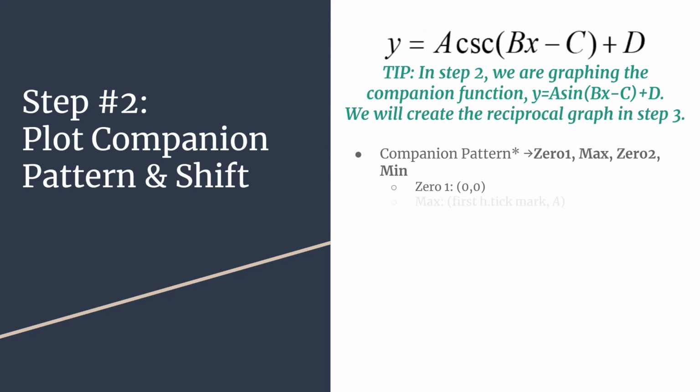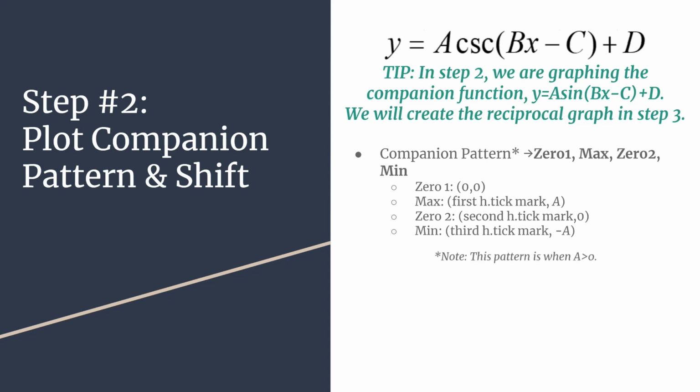This is before shifting. Then, because of how we set up that horizontal scale, remember we took the period and divided by 4, your maximum will happen at your first horizontal tick mark. The y-coordinate will come from the a of your equation, your companion function. Your second 0 will happen at the second horizontal tick mark, and your minimum will be at the third horizontal tick mark, the opposite value of a. And so this is if your a is positive.